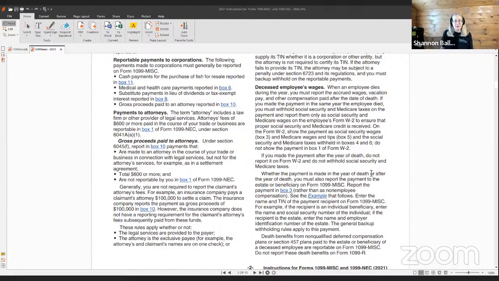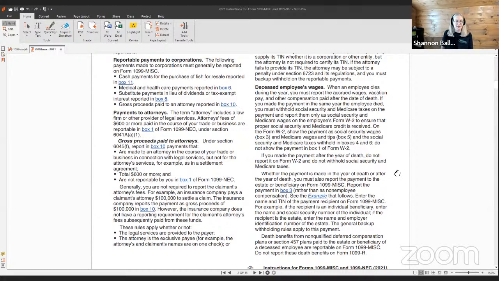Generally, you are not required to report the claimant's attorney fees. For example, an insurance company pays a claimant's attorney $100,000 to settle a claim. The insurance company reports the payment as gross proceeds of $100,000 in box 10. However, the insurance company does not have a reporting requirement for the claimant's attorney fees subsequently paid from these funds. The rules apply whether or not the legal services are provided to the payer. The attorney is the exclusive payee.